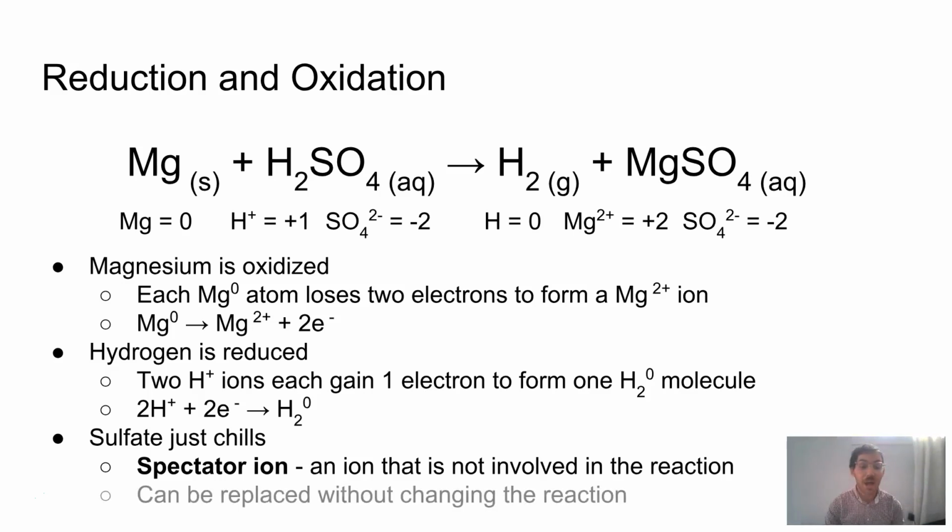We're going to see that this sulfate, we could change that out with another chemical without really changing the reaction. If I had used chloride and replaced that sulfate with it, the chemistry between magnesium and hydrogen would stay the same. So spectator ions are something we may talk about in the future.